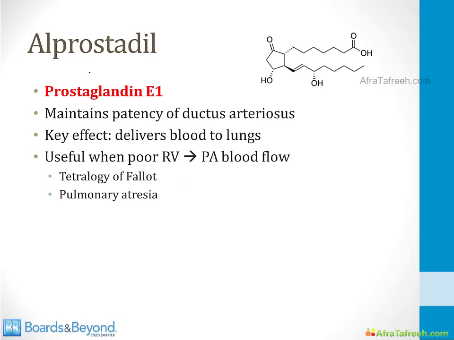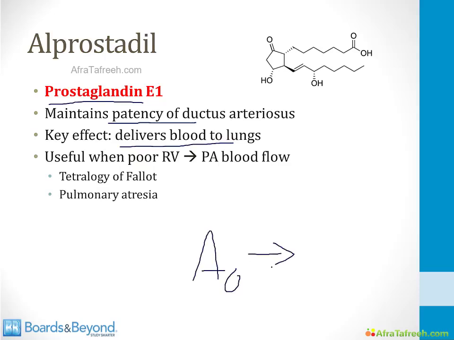Alprostadil is a medication that can be used to maintain patency of the ductus arteriosus. Alprostadil is prostaglandin E1, and it acts just like prostaglandin E2, and it keeps the ductus arteriosus patent. The key effect of doing this is that more blood is delivered to the lungs because blood will flow, as we described before, from the aorta to the pulmonary artery.